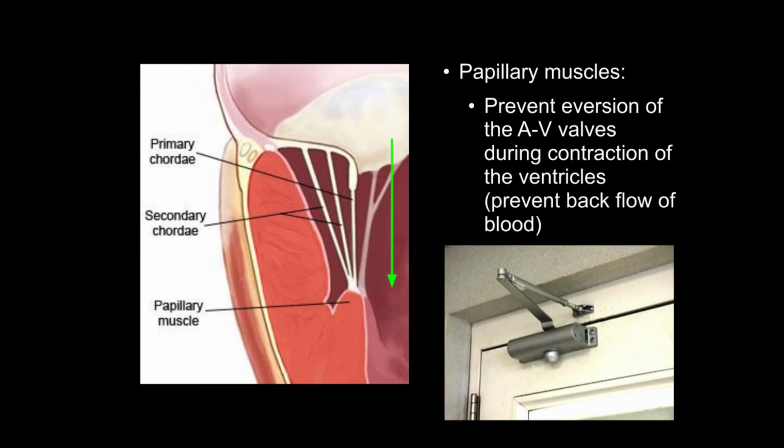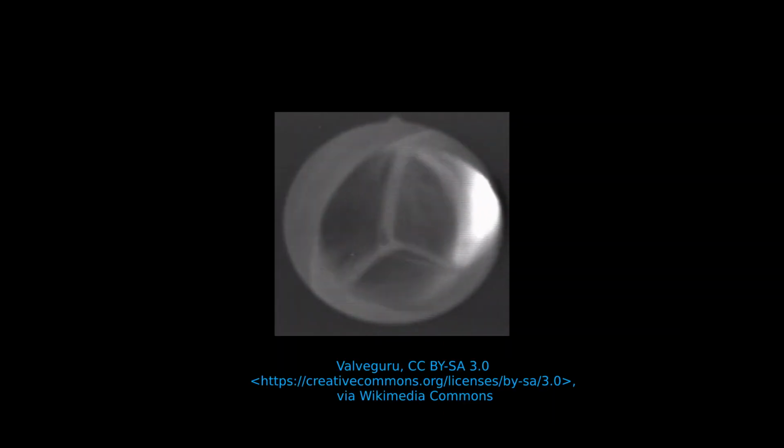So think of it as a door closer. This makes sure that the valves don't flap backwards during the contraction of the ventricle, when the chamber is shut. So it keeps it in place. Eversion means when the AV valves flap backwards into the right atrium when the ventricles contract, and this prevents the backflow of the blood.